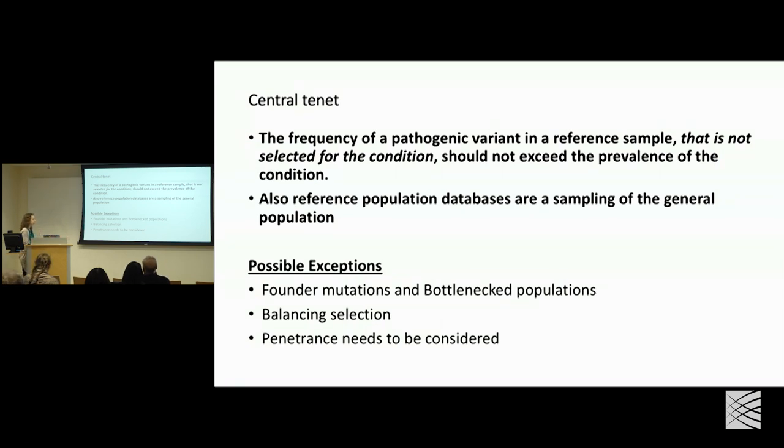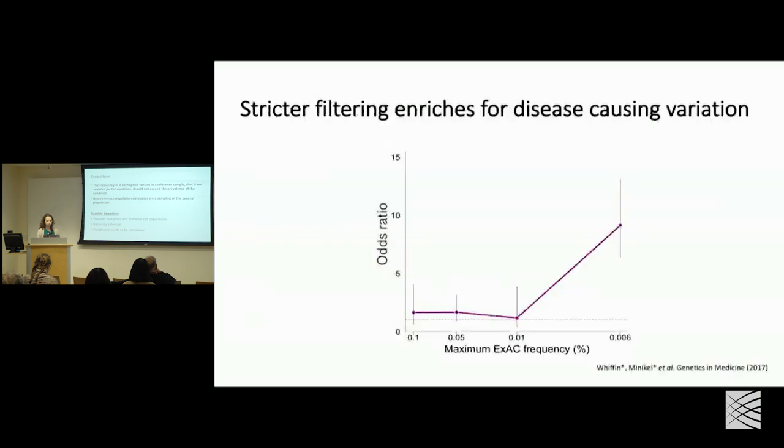So the central tenet of this is the frequency of a pathogenic variant in a reference sample that's not selected for the condition you're studying should not exceed the prevalence of the condition. Very simple. Reference population databases are a sampling of the general population. There are some exceptions to this. Founder mutations can confuse this, bottleneck populations, balancing selection a little bit. And then the other thing is you need to take penetrance into consideration, because if you have something that's lowly penetrant, then the variant can exceed the prevalence of the condition.